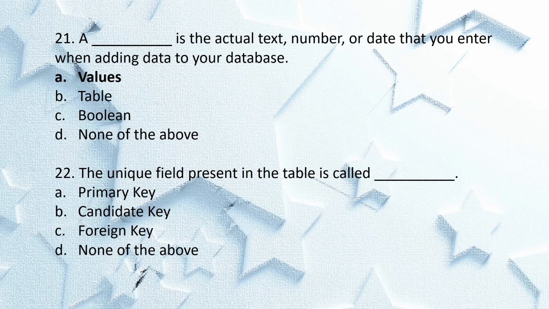22. The unique field present in the data in the table is called primary key, candidate key, foreign key, or none of the above. So the unique field is known as primary key. Okay, only one primary key can be there in any table.